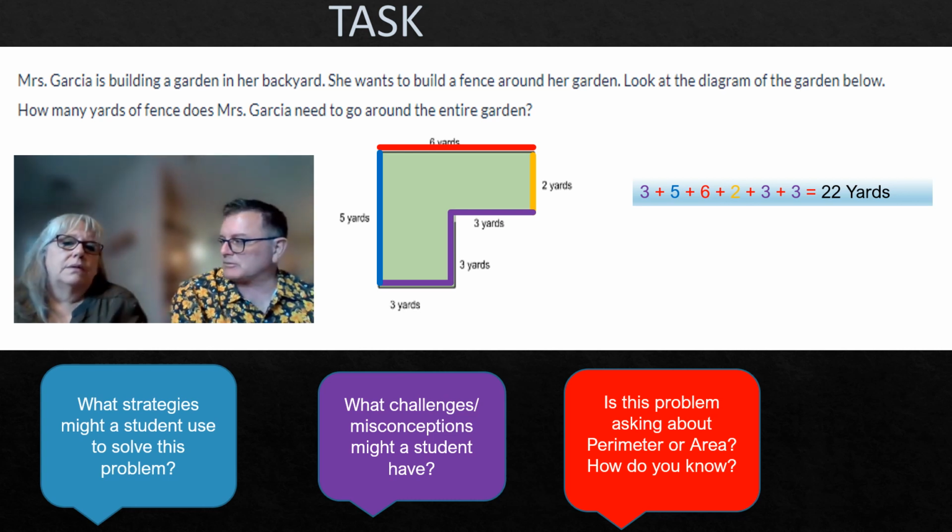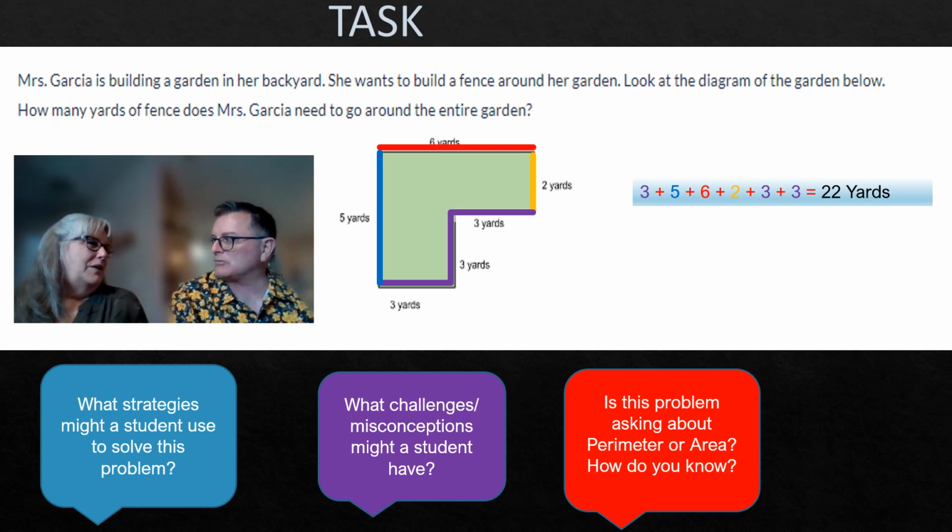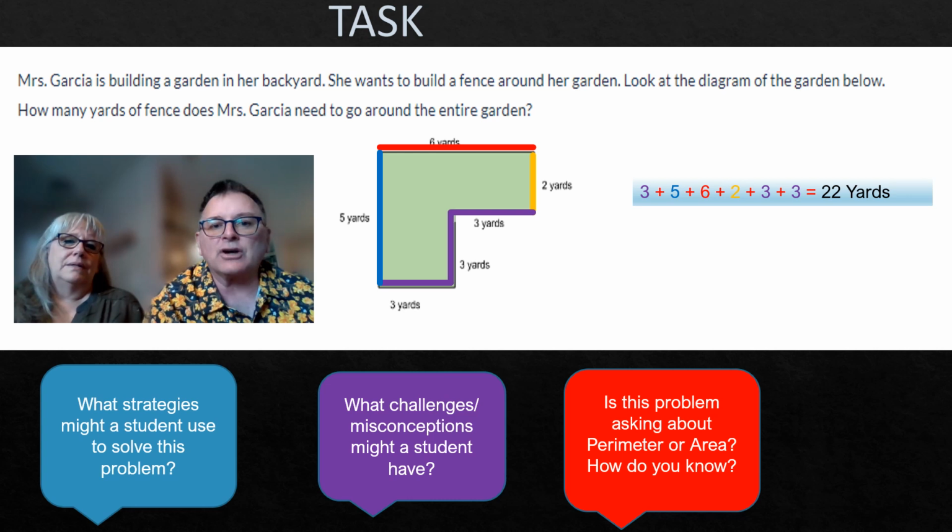And every teacher probably just did that. They just completely took them apart, hopefully, and then they could see, oh, well, that really is a linear measurement. It's one direction. All right. And so thinking about strategies, what might a student use?